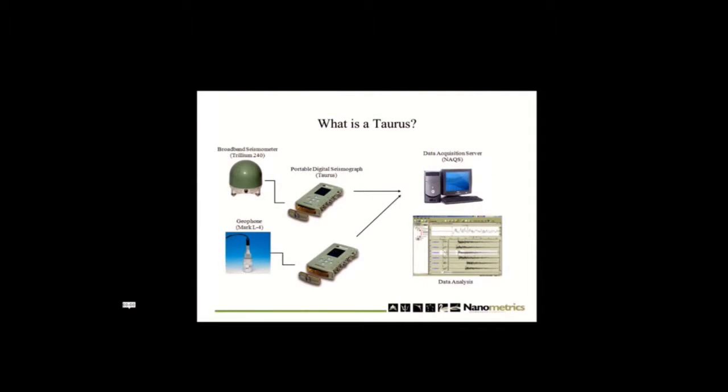What is Taurus? It's a portable digital seismograph developed by Nanometrics. It's a company based in Canada. And when you take a look at the official documentation, you will notice that it's connected directly to the broadband seismometer, which is called Trillium 240. Then all the data coming from the broadband seismometer is routed to the portable digital seismograph and then the acquisition center. Also, it could be connected to a geophone.